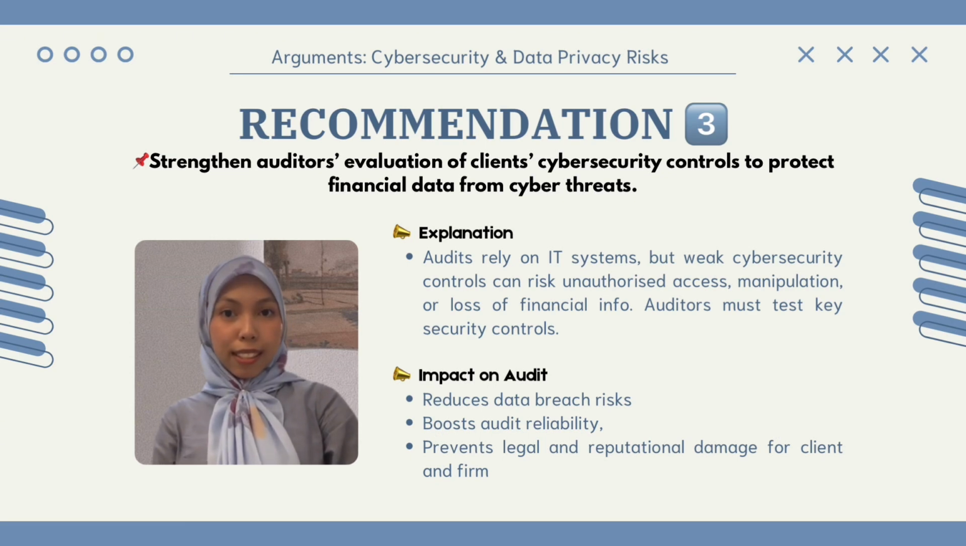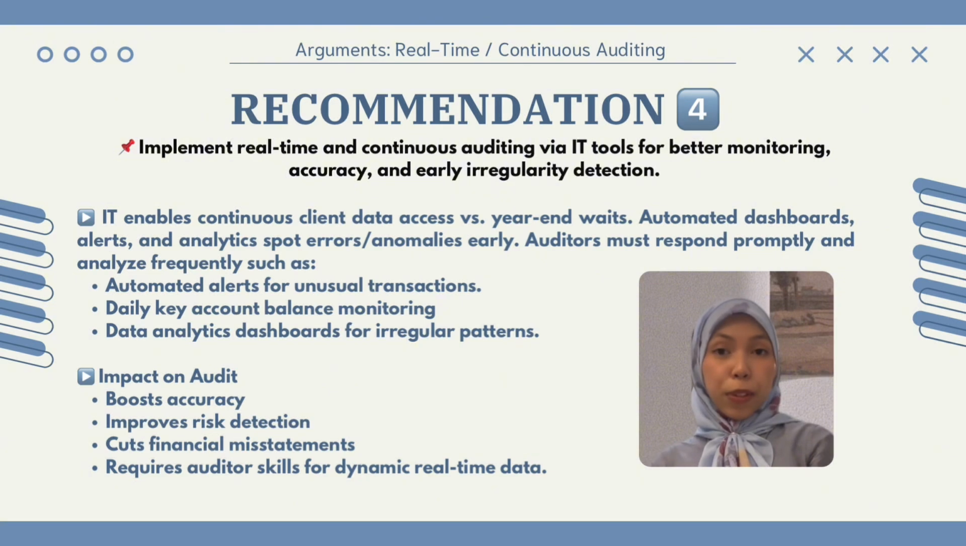Other than that, I recommend that auditors implement real-time or continuous auditing using IT tools to improve monitoring, accuracy, and early detection of irregularities. Modern IT systems allow auditors to review client data continuously rather than only at year-end, while dashboards and automated alerts help identify errors or unusual transactions promptly. For example, auditors can monitor key account balances, use alerts for suspicious activity, and apply data analytics to detect irregular patterns. This approach enhances audit accuracy, reduces the risk of financial misstatement, and requires auditors to maintain up-to-date skills to manage real-time information effectively.